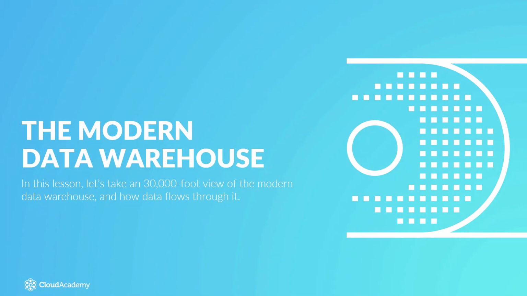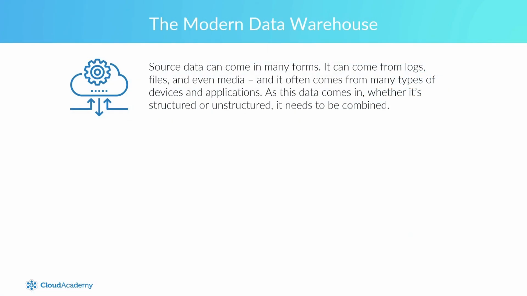In this lesson, let's take a 30,000-foot view of the modern data warehouse and how data flows through it. Source data can come in many forms. It can come from logs, files, and even media. And it often comes from many types of devices and applications. As this data comes in, whether it's structured or unstructured, it needs to be combined.